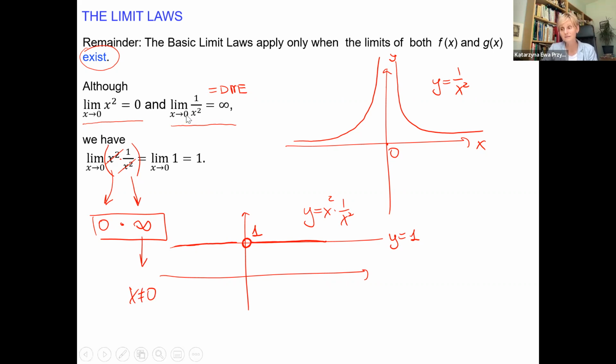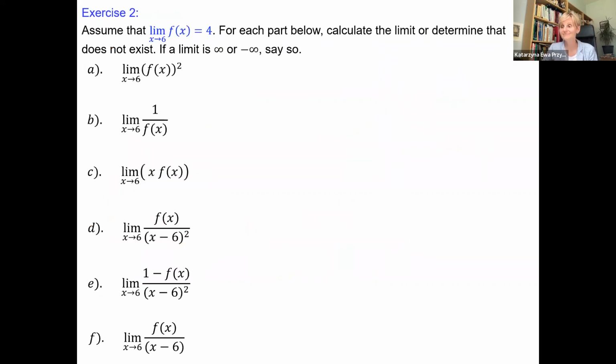Okay. So this is an example that the basic laws we can only apply if both of the limits exist. We can multiply, divide, take a square root, take a power, or use any other arithmetic operation. Okay, another set. Exercise number 2.